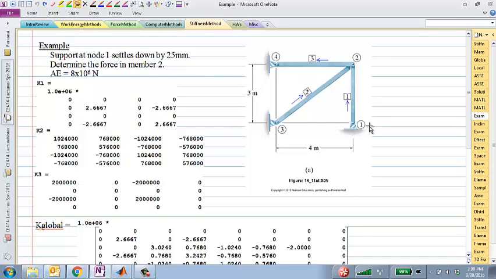So the degrees of freedom corresponding to node 1 are, what are the degrees of freedom for node 1? 1 and 2, which means that the y direction will have degree of freedom 2, where the displacement is known to be minus 25 millimeters.